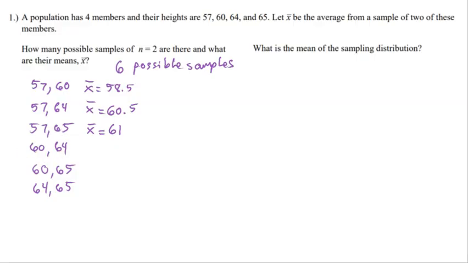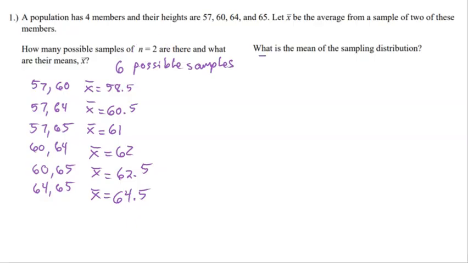The mean between 60 and 64, x bar is going to be 62. The mean between 60 and 65, x bar is going to be 62.5. And you can verify these if you want with a calculator. When you do an average of 2 numbers, you're just going halfway between the 2 numbers. And then x bar, the mean of 64 and 65, is going to be 64.5. So these are the 6 means of the 6 possible samples of n equals 2.